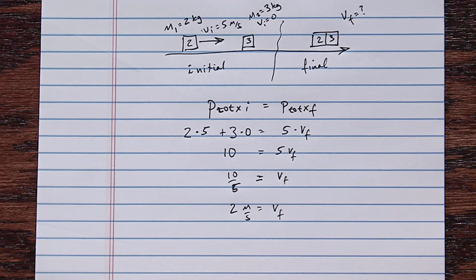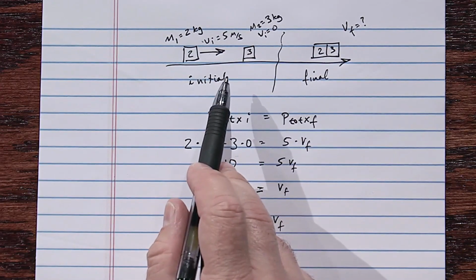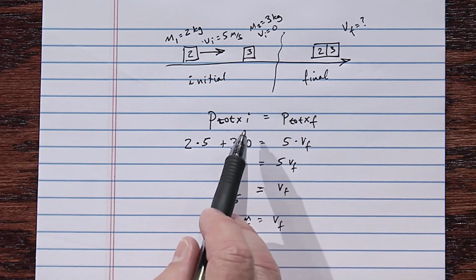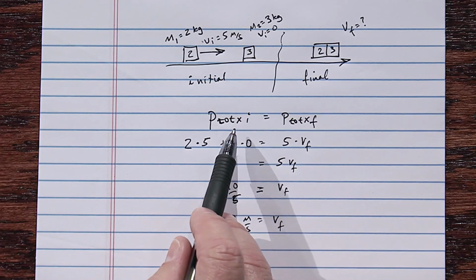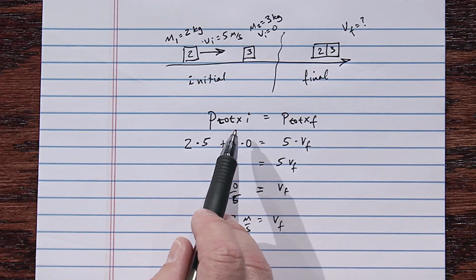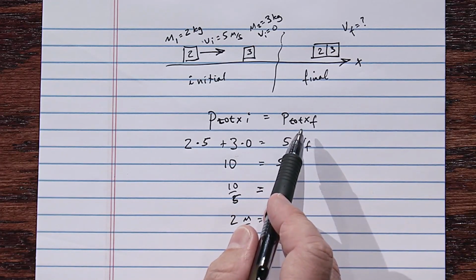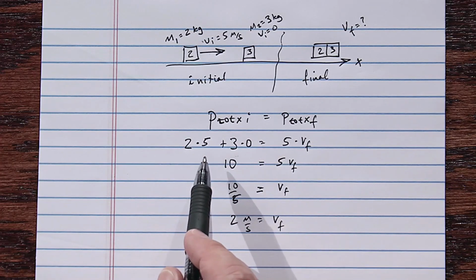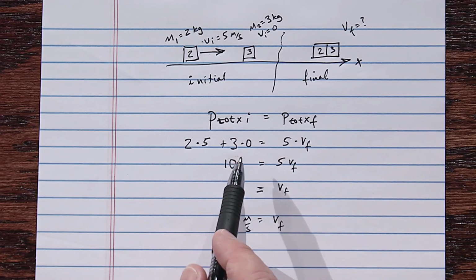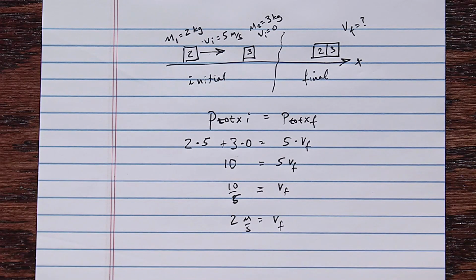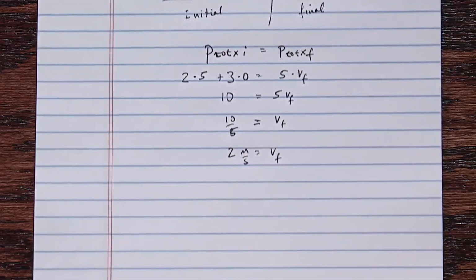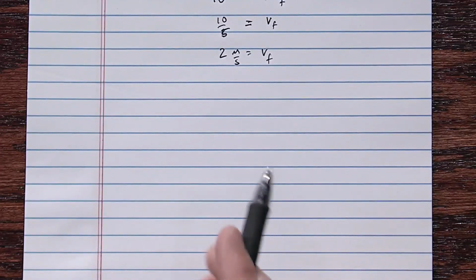That's how we use momentum when we have objects colliding. We draw out the initial situation and the final situation, and then we use the idea that the total initial momentum in the x direction, in this case, is equal to the total final momentum in the x direction. We work out mass times velocity, and we can find V final. Let's do another example of this to illustrate the idea.